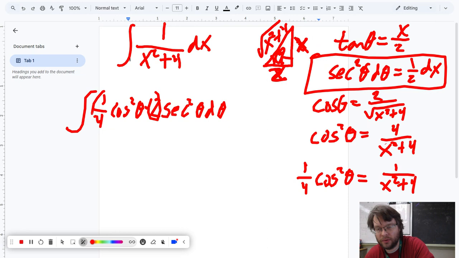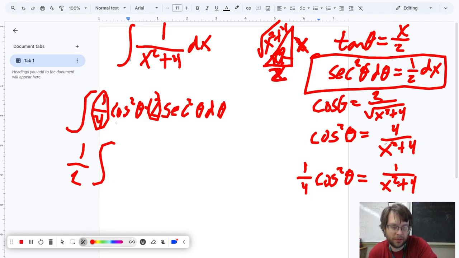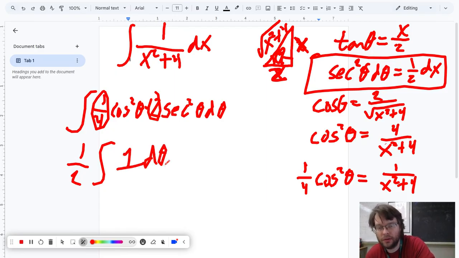2 and 1/4 are constants, so it's just 1/2. Cosine and secant are reciprocals. Secant's just 1 over cosine. So cosine times secant is 1. Well, the integral of 1 is just theta. So I have 1/2 theta plus c.